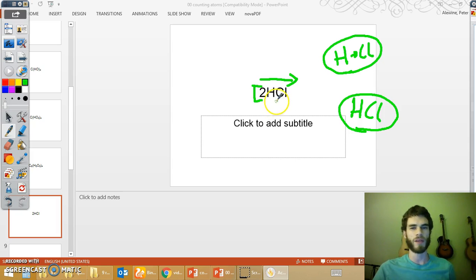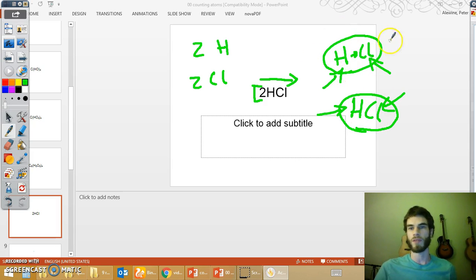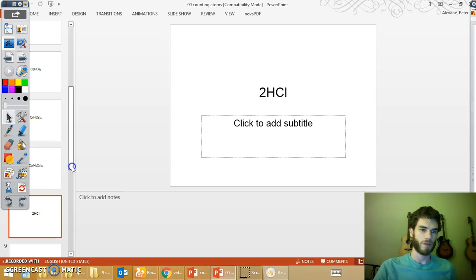Now this is pretty easy right here, but it'll require a little more thinking when there's little numbers down here in parentheses. We'll get to that in a minute. For now, it's pretty easy. There's 2 hydrogens and 2 chlorines. And if you think about what it means, that makes sense. Because here's a hydrogen and here's a hydrogen. Here's a chlorine and here's a chlorine. So 2 hydrogens and 2 chlorines, because there's 2 of these molecules. Let's go to the next one.